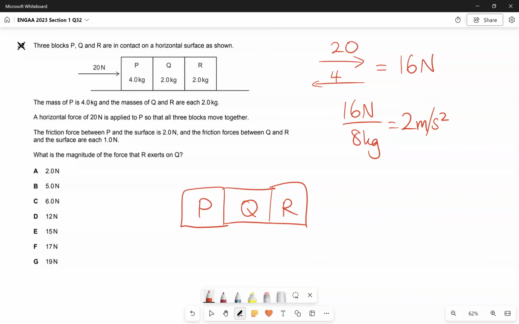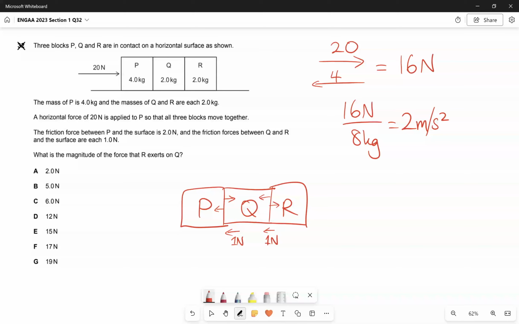R exerts a force on Q and Q exerts an equal and opposite force on R. P exerts a force on Q, Q exerts an equal and opposite force on P. And we know each of them has an acceleration of 2 meters per second squared. But if you notice, Q has 3 forces on it because it has those two, and then it has friction here of 1 newton. R also has a friction of 1 newton. And then P has a friction of 2 newtons, which we don't need to worry about in this case because we're looking mainly between Q and R.